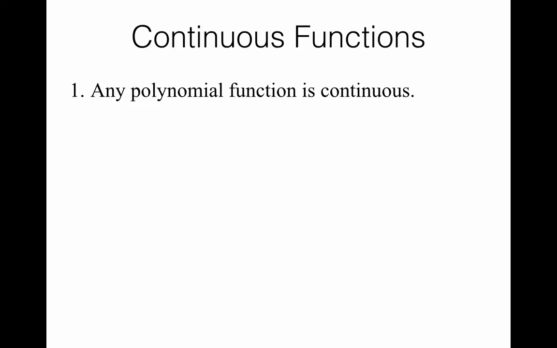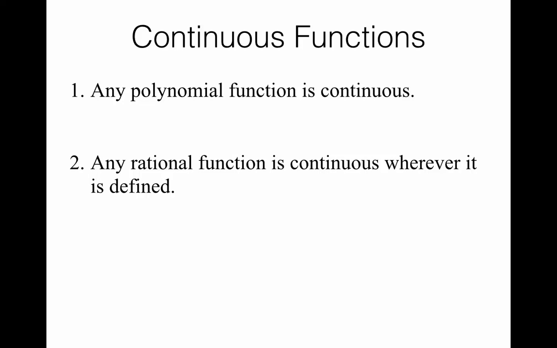Some more functions that are continuous. A polynomial function is continuous on its domain. And since polynomial functions are defined for all real numbers, this is one reason why polynomial functions are so nice. They're continuous on all real numbers. Rational functions, recall, are defined as a polynomial divided by a polynomial. So we saw that the quotient of two continuous functions is continuous as long as the function is defined. So you have to watch out for when the denominator of a rational function equals 0. That would be the only time you would have a discontinuity of a rational function.